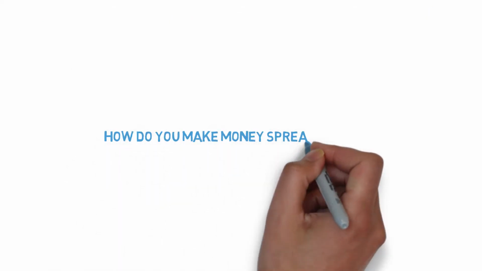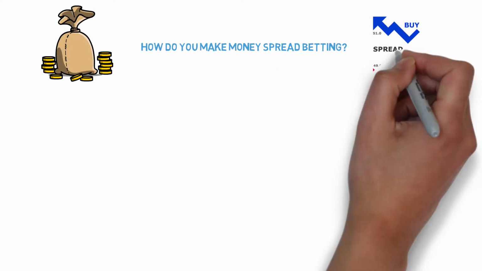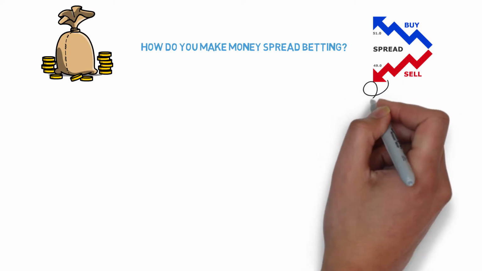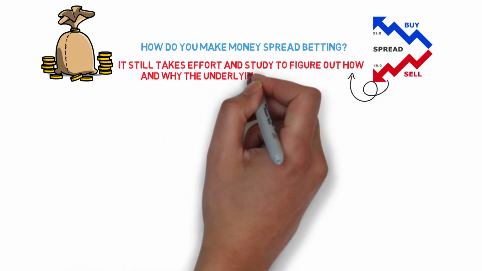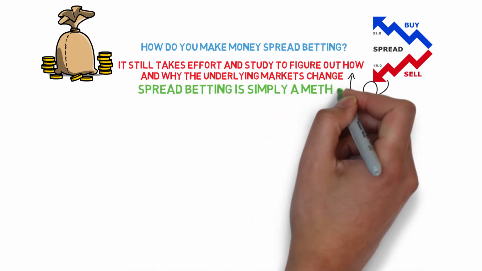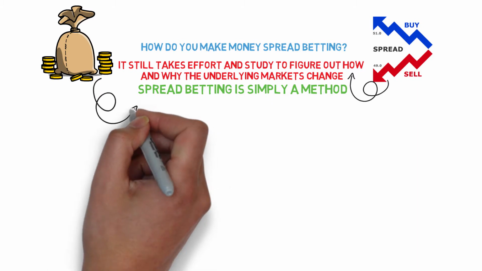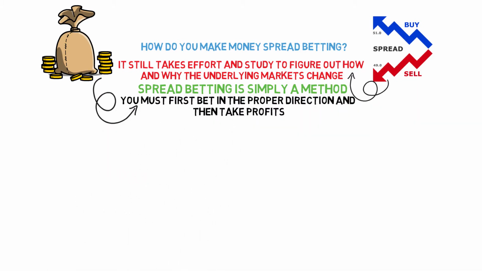How do you make money spread betting? Of course, all spread bettors want to make money. While spread betting is quite simple to understand, it still takes effort and study to figure out how and why the underlying markets change. After all, spread betting is simply a method. To profit, you must first bet in the proper direction and then take profits at the correct moment.